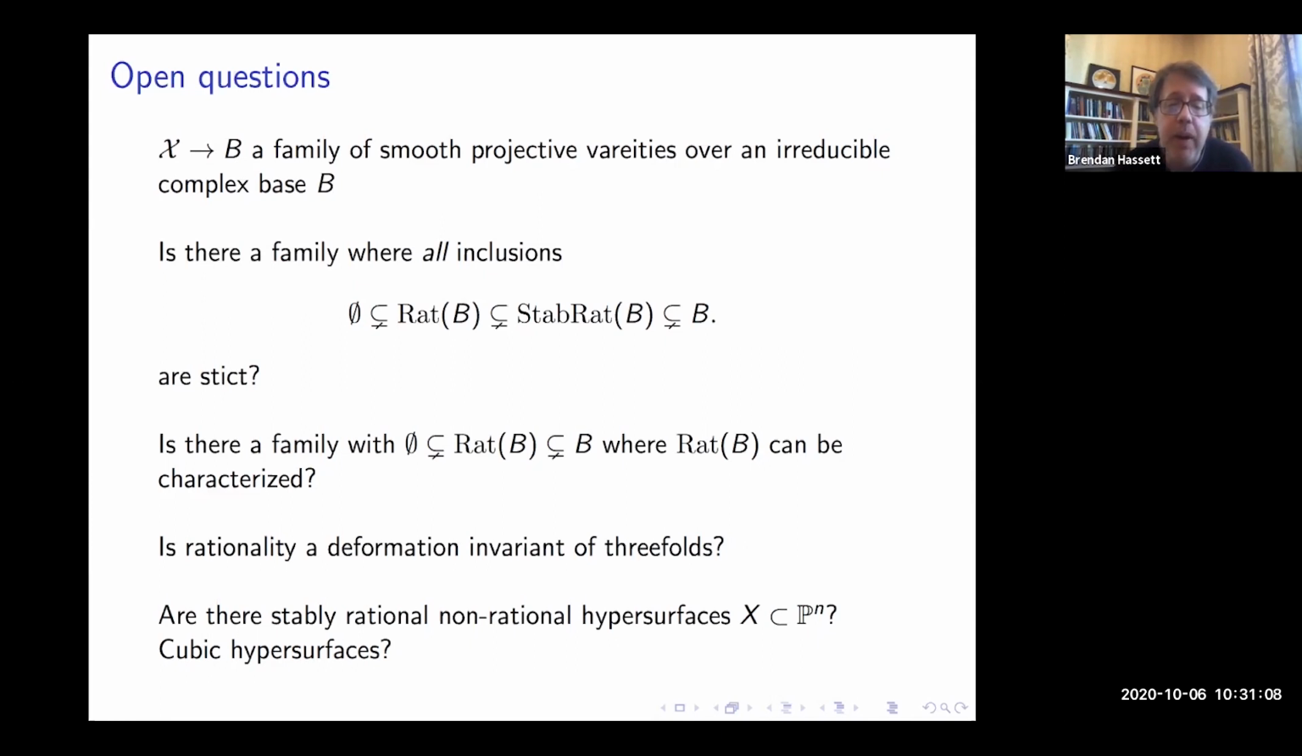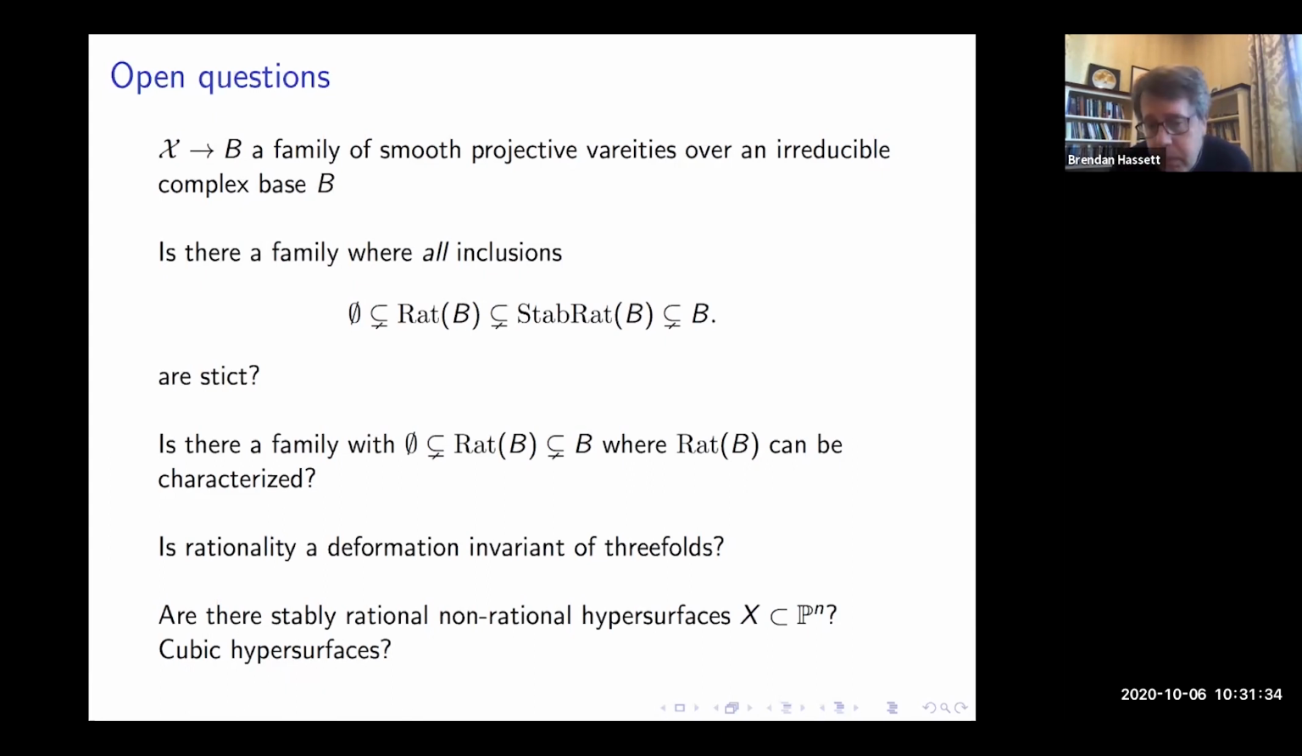Another chestnut that's been around for a long time, and it always seems like the three-dimensional case is the last case to be fully resolved in any geometric problem. So is rationality deformation invariant for smooth threefolds? As far as I know, this is still an open problem: whether a smooth threefold's rationality is preserved under small deformations.